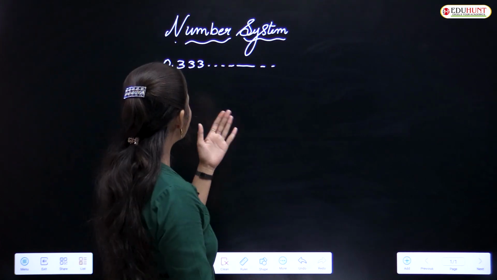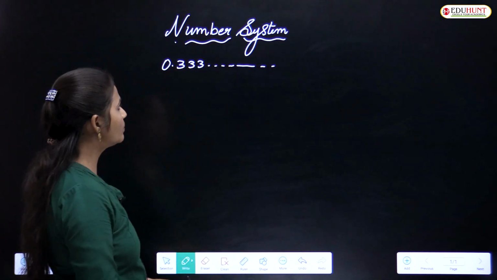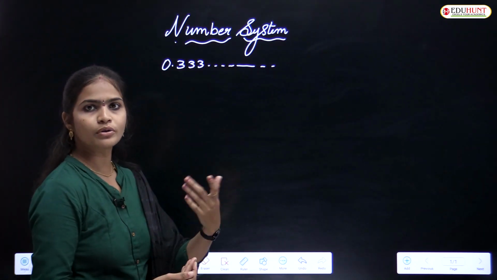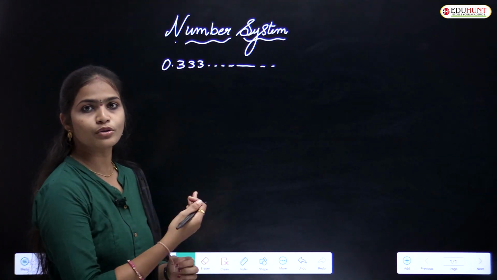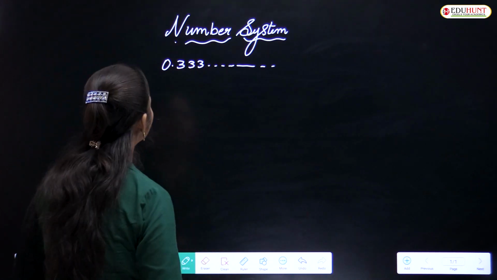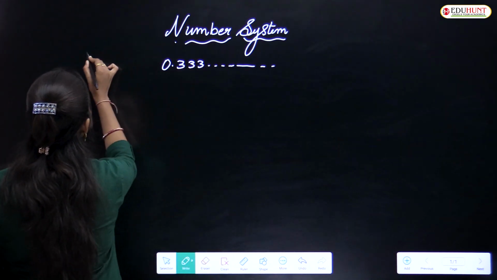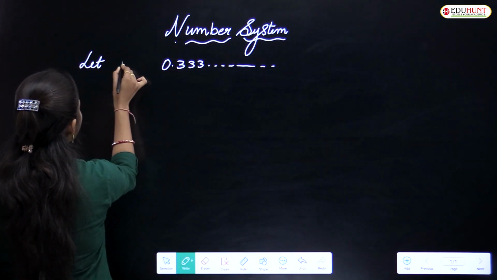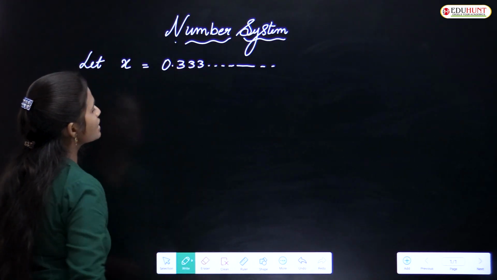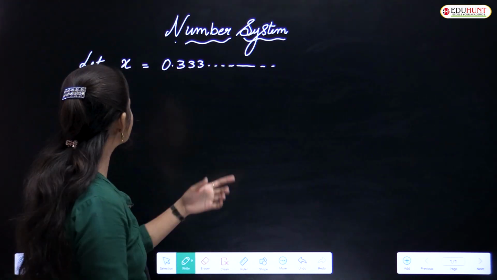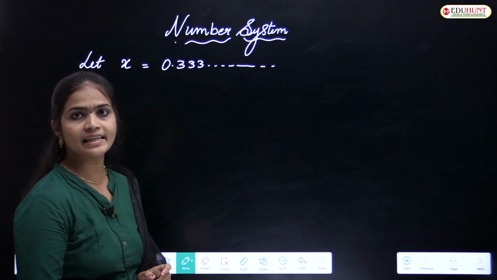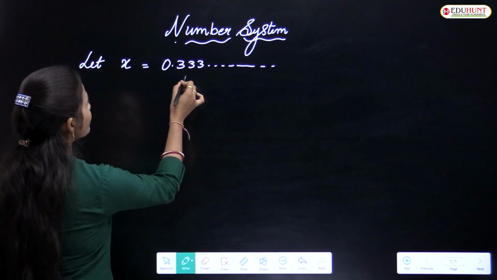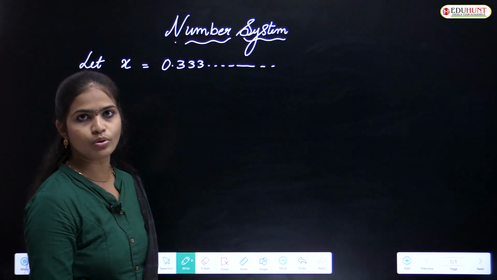So how do we convert this number into p/q form? If you learn this, then you can easily convert any other recurring decimal into fraction form. Listen carefully. Let x equal the number; we don't know the fraction form, that's why I take it as x. So x = 0.333 and so on.